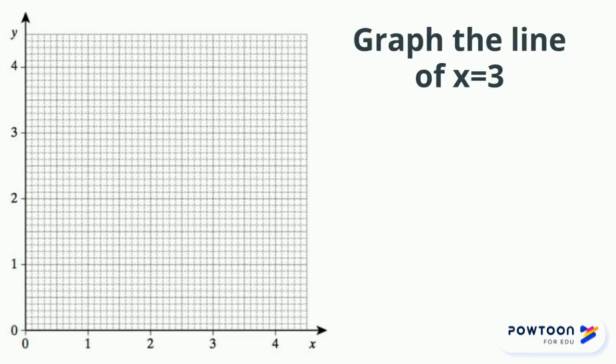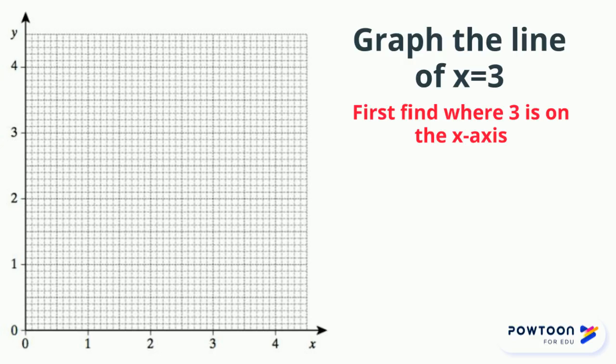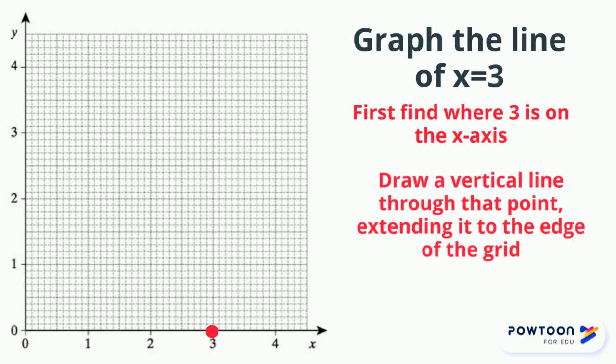To graph a line where it is x equals 3, we're going to first find where 3 is on the x-axis, and you can just plot a point there. And then it's just simply a straight line vertically up and down through that value. Now notice no matter what your y value is, you always have an x value of 3.